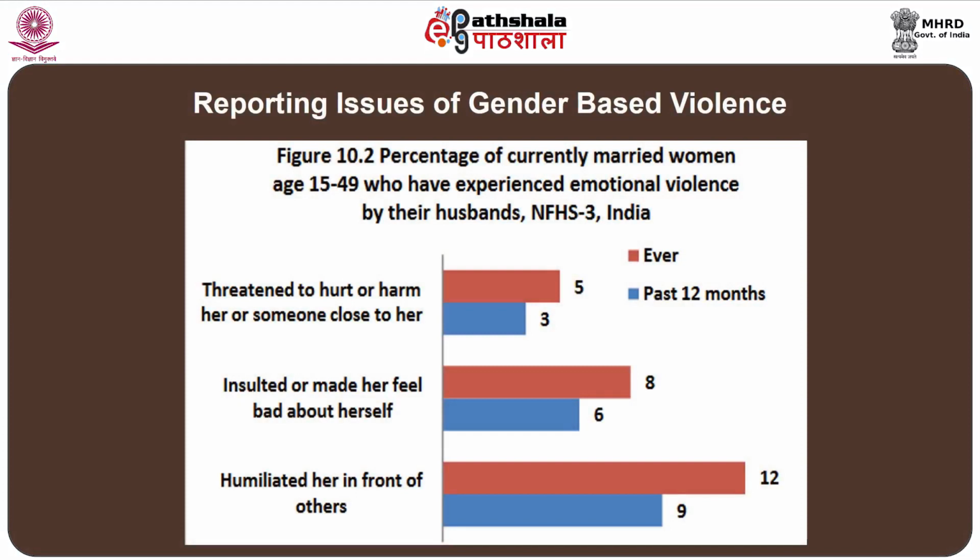Here is another figure which shows the percentage of currently married women aged 15 to 49 who have experienced emotional violence by their husbands. The first is threatened to hurt or harm her or someone close to her: in the past 12 months almost 3% and ever it is 5%. Insulted or made her feel bad about herself: in the past 12 months it is 6%, in the lifetime it is 8%. Humiliated her in front of others: in the past 12 months it is 9%, in the lifetime it is 12%. This also indicates that there is huge intraspousal tension and violence against women.